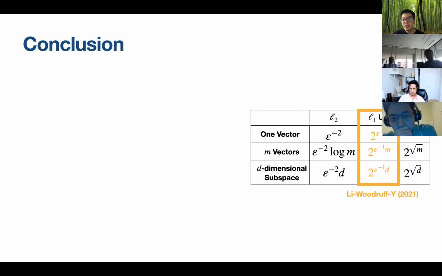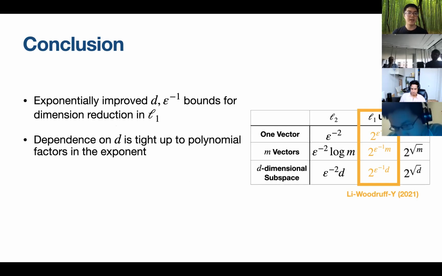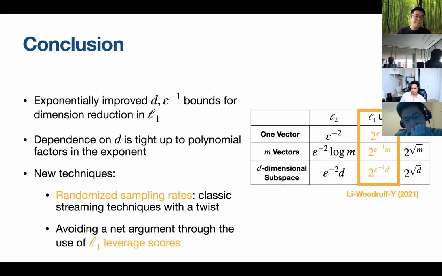So in conclusion, what we've done is we have proven exponentially improved bounds in D and 1 over epsilon for dimension reduction in L1. And the dependence on D here is tight up to polynomial factors in the exponent. And in order to get these results, we introduced 2 new techniques. One is the randomized sampling rates, which essentially is a classical streaming technique, but we put a modern twist on it. And our other technique is avoiding a net argument through the use of L1 leverage scores.